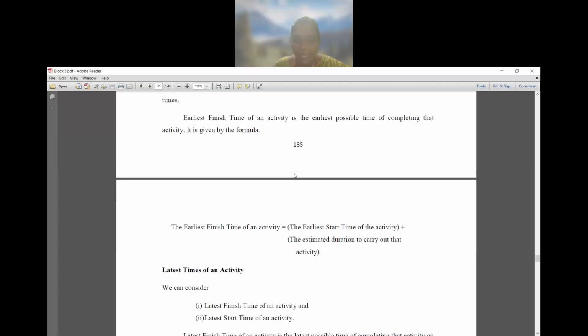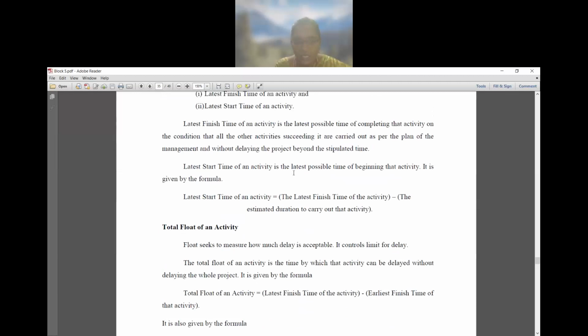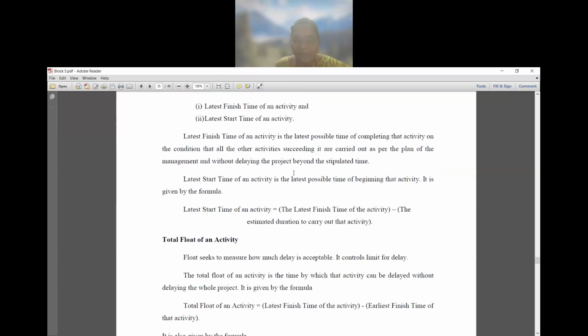Then latest times of an activity. Here we consider the latest finish time of an activity and the latest start time of an activity. The latest finish time of an activity is the latest possible time of completing that activity on the condition that all the other activities succeeding it are carried out as per the plan of management, without delaying the project beyond the stipulated time.